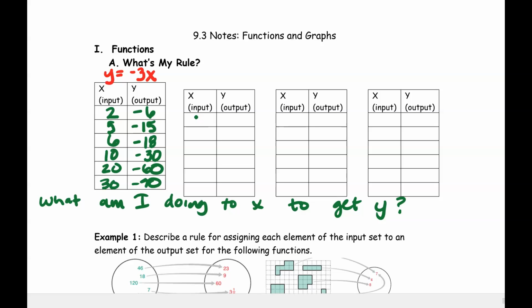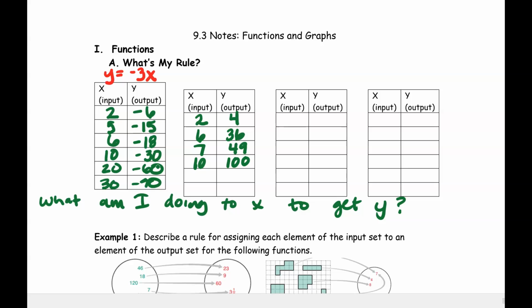Let's say students give me 2 and the output is 4, then 6 gives 36, 7 gives 49, 10 gives 100. Notice these outputs in this one are getting really big. They're growing a lot faster than the ones over here were growing.